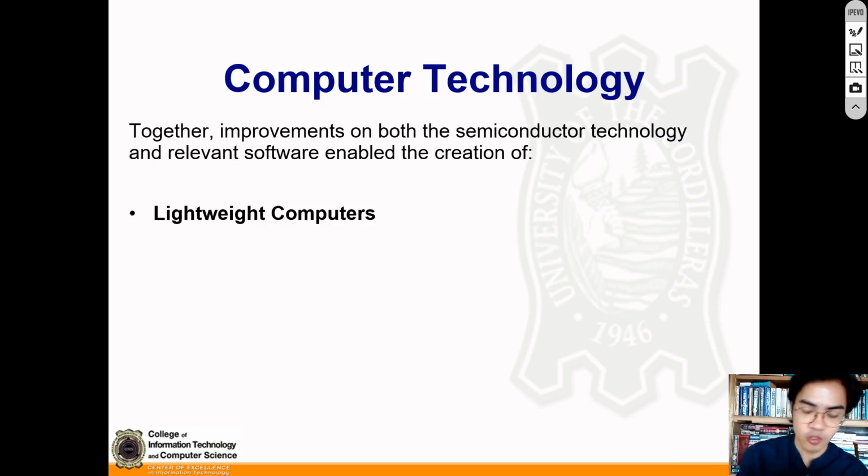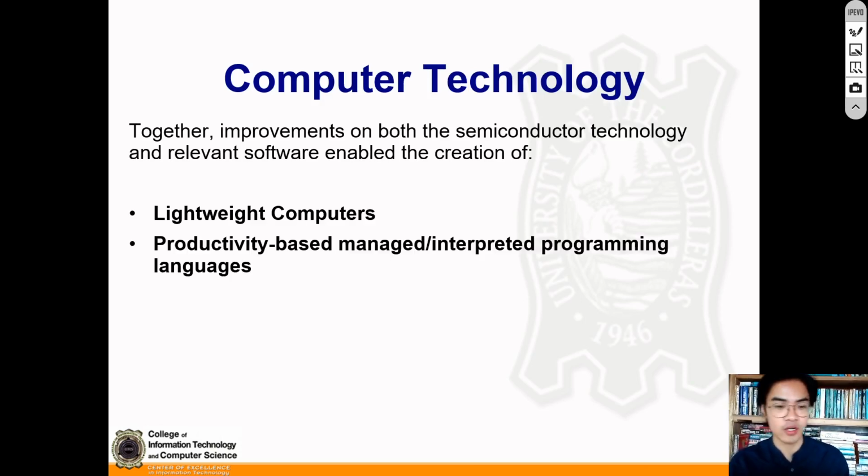So in addition to lightweight computers, the improvements on both of these, hardware and software, semiconductor technology and relevant software, also led to the development of programming languages that are created for a very specific purpose. Let's have a few examples of this. Productivity-based managed or interpreted programming languages. For example, we have Go in 2009, which was developed by Google for its cloud application. So it's not a general programming language already. It's a specific purpose, custom-made programming language.